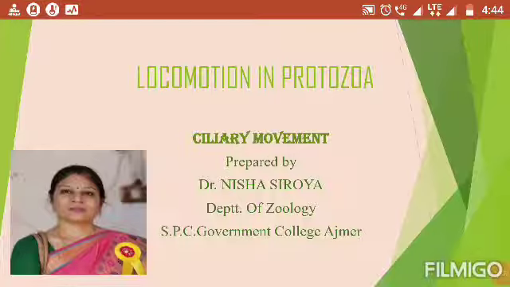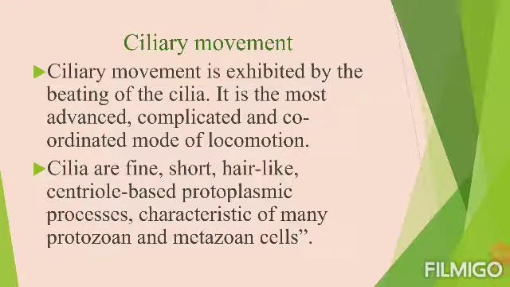Hello students, today we will study about the ciliary movement. What is cilia or ciliary movement? The cilia are small hair-like projections. They occur in longitudinal rows all over the body of the paramecium, and this condition is known as holotrichous, in which the body cilia are equal.